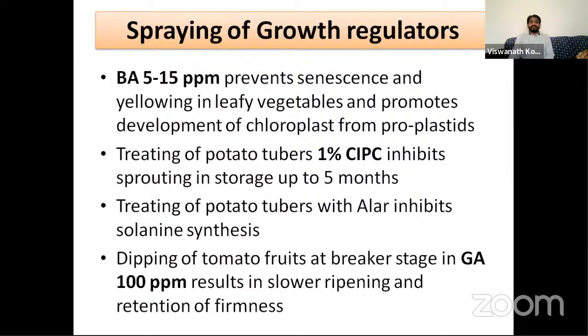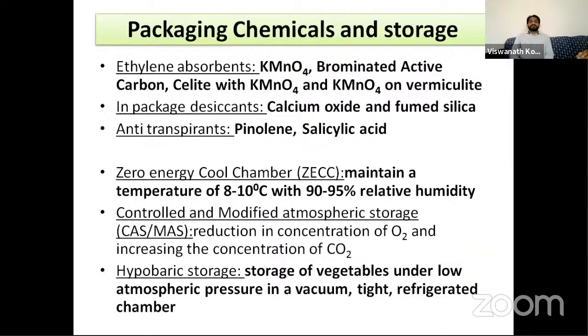And spraying of growth regulators for improving the storage longevity. So, BA, benzyl adenine hormone, 5 to 15 ppm, prevents the senescence and yellowing in leafy vegetables, so that it increases the shelf life of leafy vegetables. In case of potato, 1% CIPC inhibits the sprouting in storage. And dipping of tomato fruits at breaker stage in GA 100 ppm results in slow ripening and increases the shelf life. There are some packaging chemicals, ethylene absorbents.